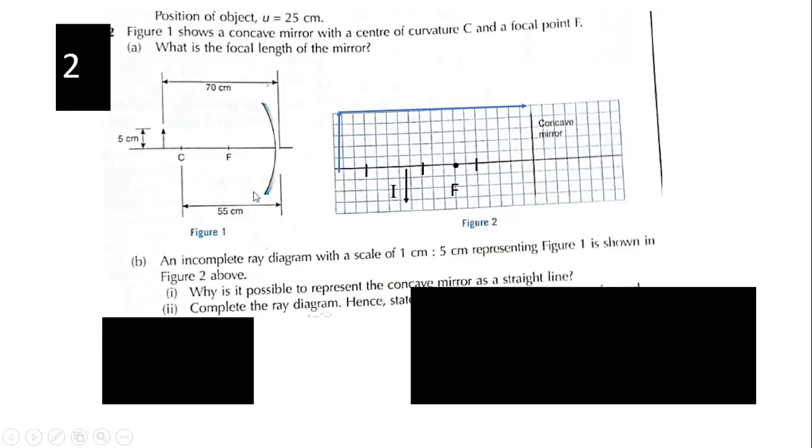Anyway, try the next one. B, an incomplete ray diagram with scale 1 cm to 5 cm is represented in figure 1 as shown in the above. Why is it possible to represent the concave mirror as a straight line? The first one you just divide by 2. Radius of curvature divided by 2. So it's 27.5, not 110. Why do we represent the concave mirror as just a straight line when we draw?